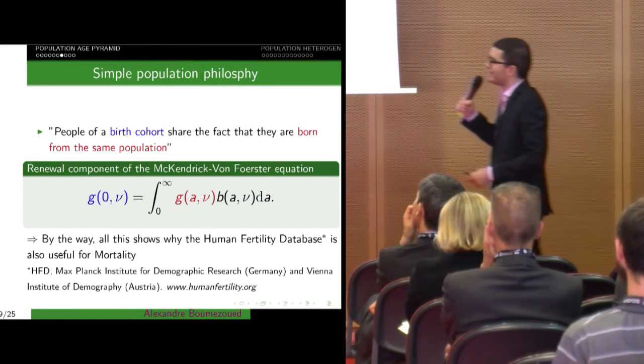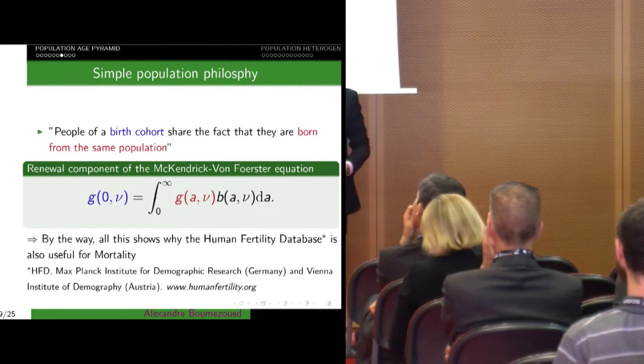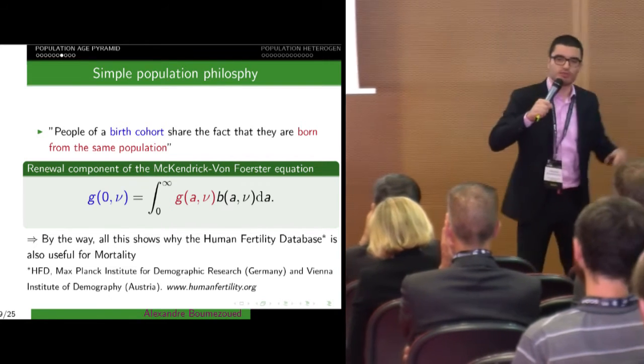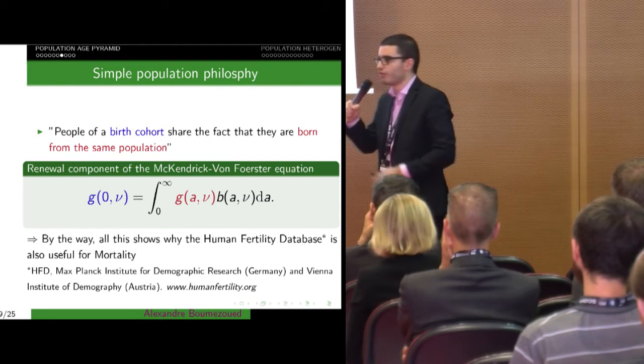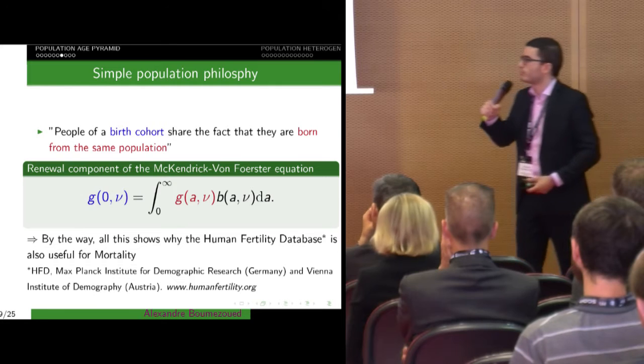By the way, these equations show that you can go to the Human Fertility Database to provide more accurate estimations of mortality itself. So this is the first answer to our original question, which is: how do birth patterns interact with mortality?